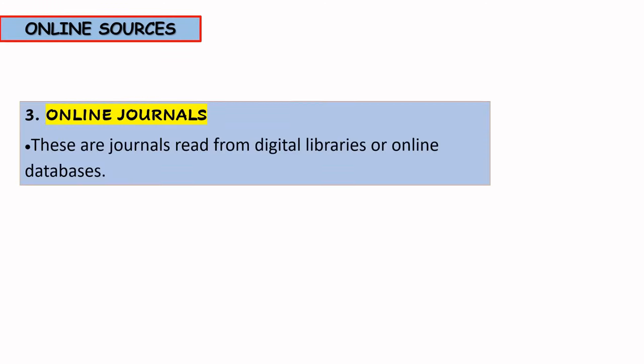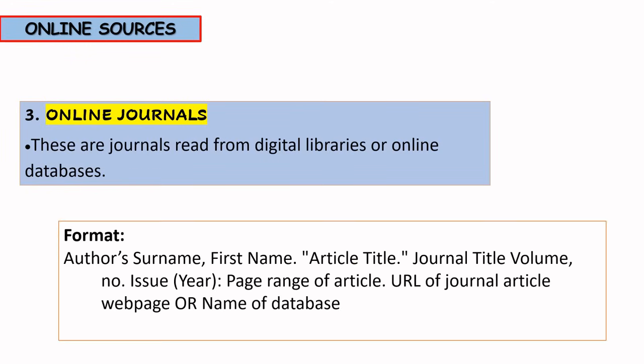Online journals. These are journals read from digital libraries or online databases. This is the sample format of writing an online journal bibliography. Author's surname, comma. First name, period. Article title, period, enclosed in quotation marks. Journal title volume, comma. Number issue or year, colon.